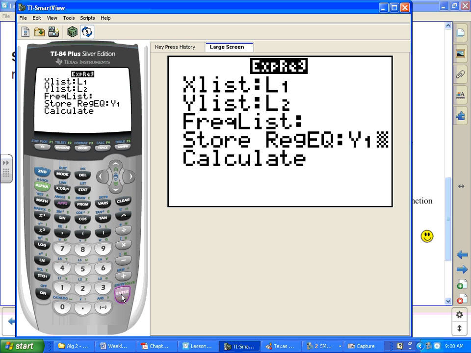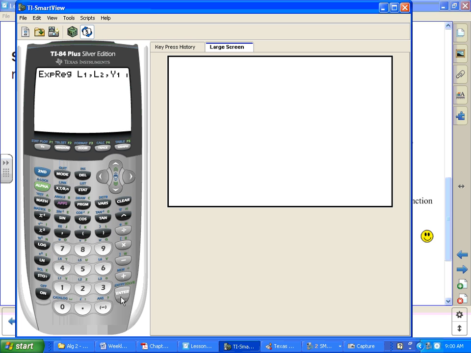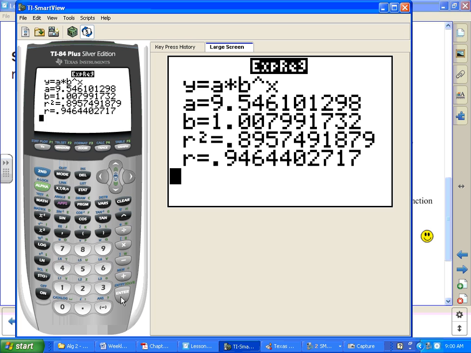Okay? Then we go to calculate, and it'll give us the numbers for an exponential equation. So in this case, it would be 9.55 times 1.00799 raised to the power of x. That would be our exponential equation.